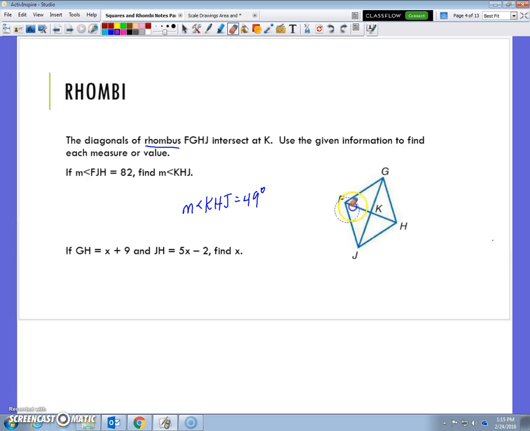It says if GH is x plus 9, and JH is 5x minus 2, excuse me, find x.